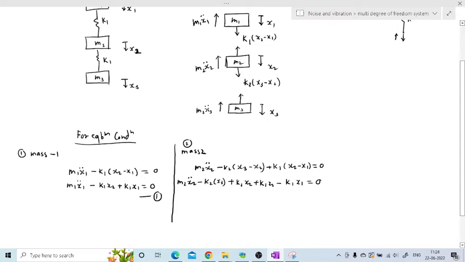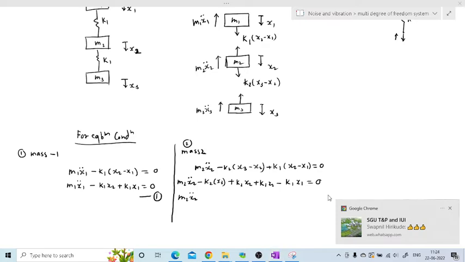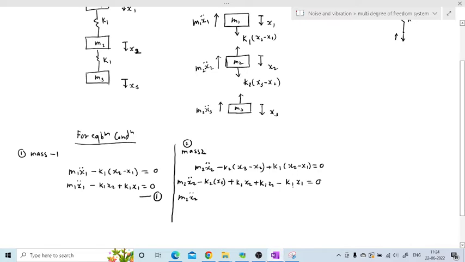So here you can see x2 is common in these two terms. So I'll write m2 x2 double dot, then first I'll take the term of x1, so minus k1 x1, then I'll take x2 common from these two, so in the bracket it will be k1 plus k2, and then the last term, minus k2 x3, will be equal to 0. So this will be equation number 2.